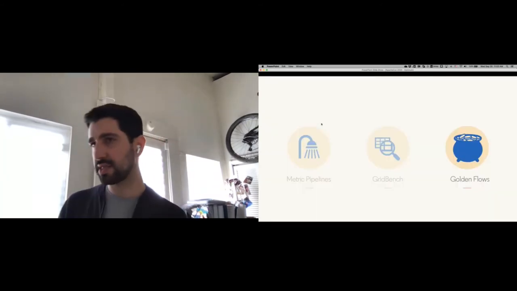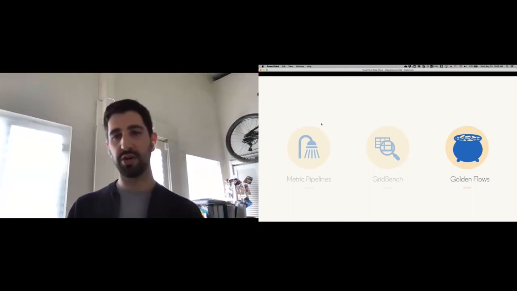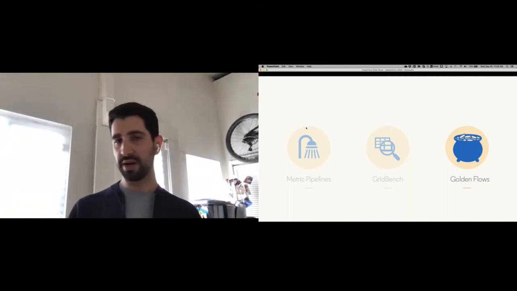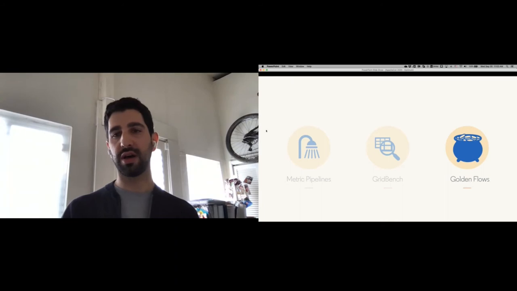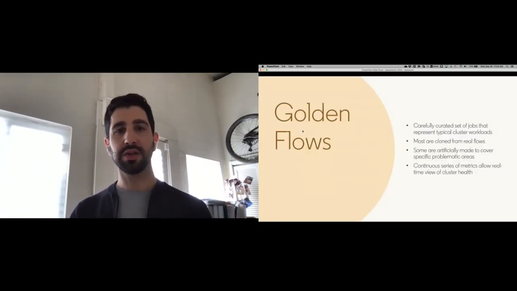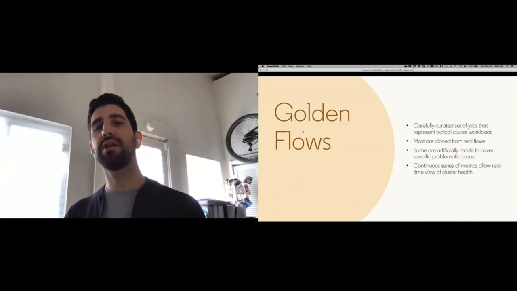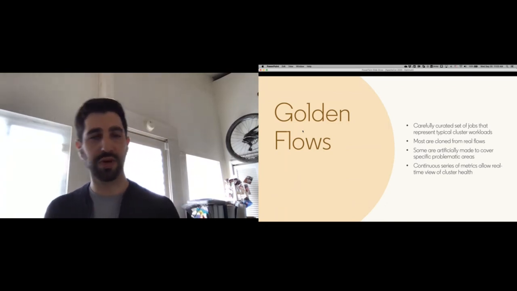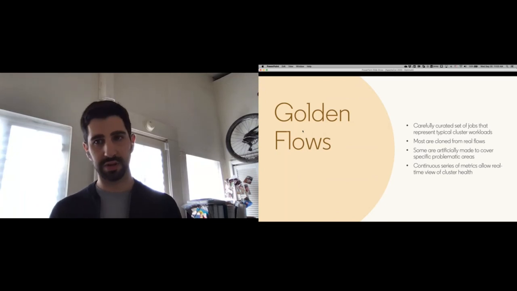All right, so the next thing we're going to talk about is what we call the golden flows. We've mentioned that earlier, but we haven't touched on what this actually is. So the golden flows are a carefully curated set of jobs that represent typical cluster workloads that we have at LinkedIn.